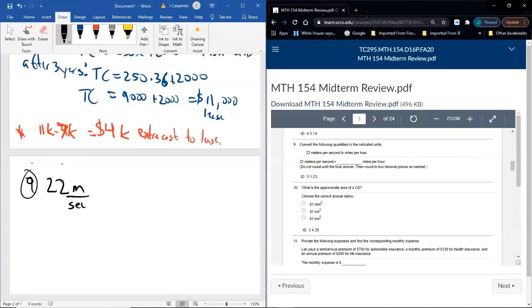But anyways, we're converting from meters per second to miles per hour. So the meters need to turn into miles, so we're going to need to know how many meters to how many miles.